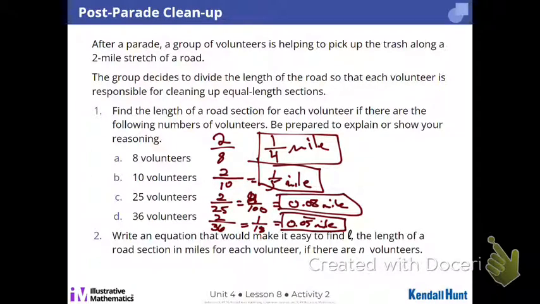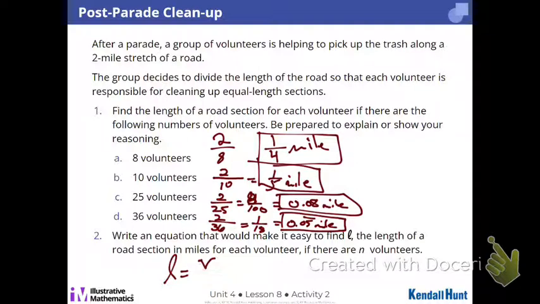All right, so who's got an equation for me that I could use for any number of volunteers? It'd work for every single one forever. Troy? L equals V divided by 2. If I take the number of volunteers and divide by 2, yeah, because that's the length of the road that they're working on.